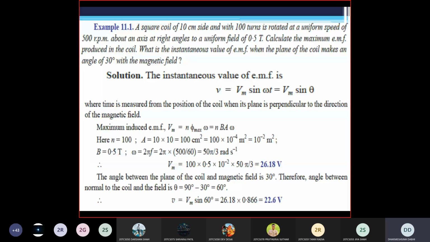Again, repeating: which angle is given? The angle between the plane of the coil and magnetic field, that is 30. But which angle do we require? Theta is nothing but the angle between the normal of the coil and the magnetic field. So that angle is 90 degree minus the angle between the plane of the coil and magnetic field, which is given as 30 degrees. So you get theta as 60 degree, and put it directly in the equation Vm sine theta. So you get the answer 22.6 volt. All of you clear with this example? Is there any doubt?